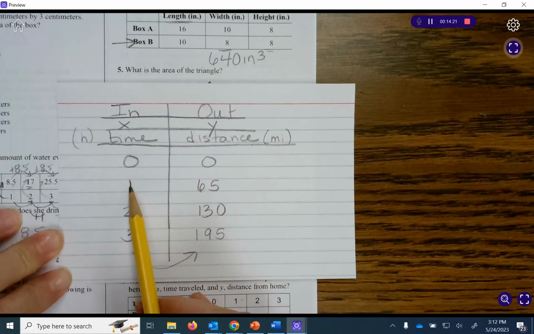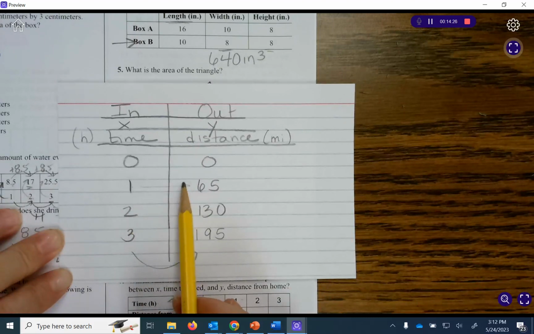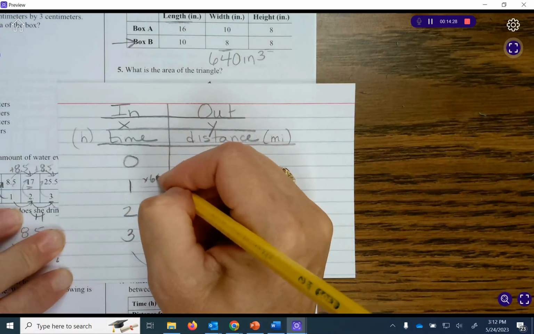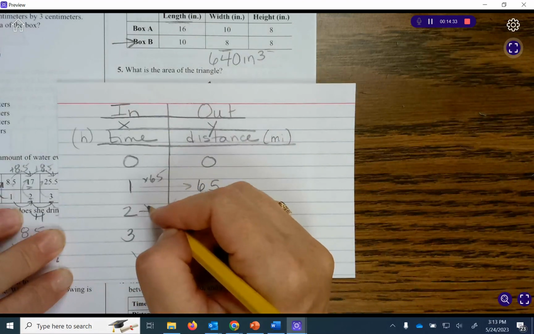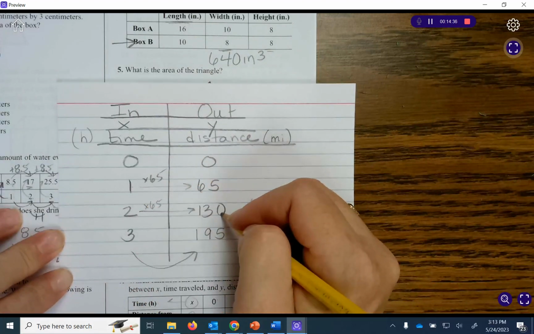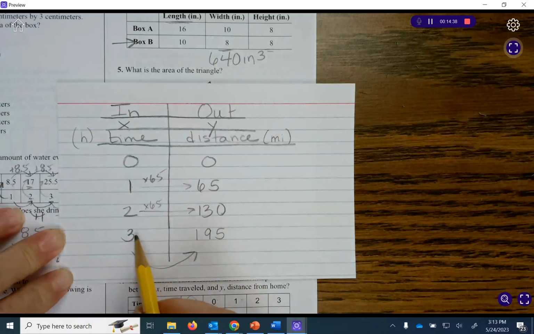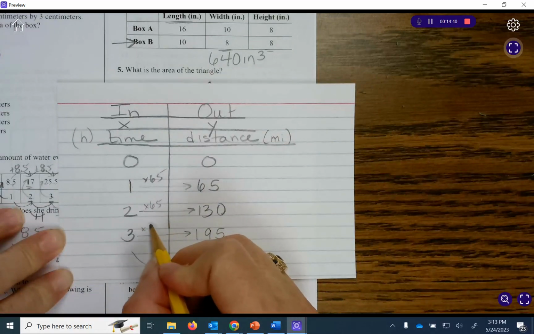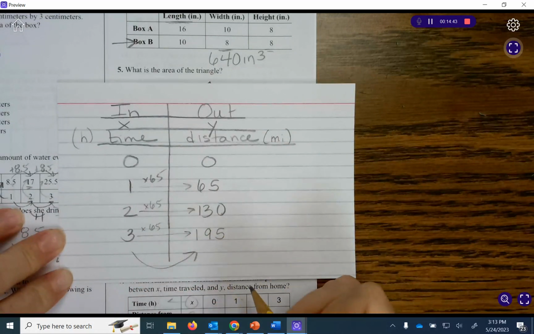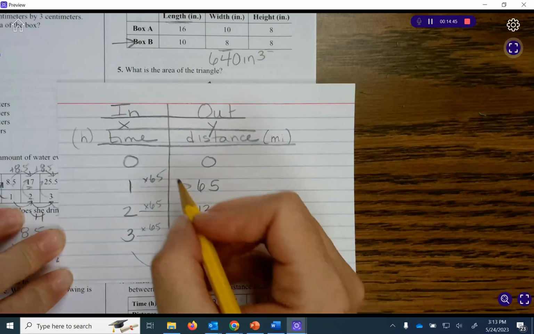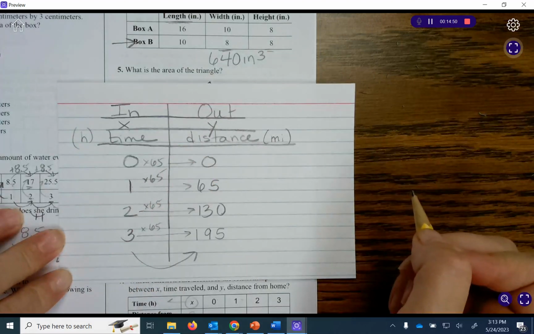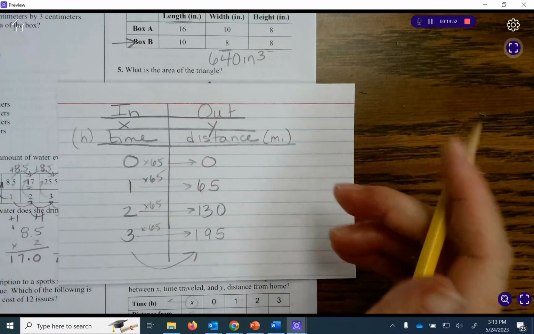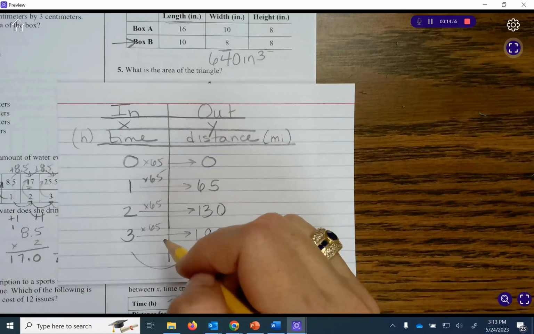You can see number 1. Hour 1. 1 times 65 equals 65. Well, with a calculator, do 2 times 65. Does that give you 130? It does. Does 3 times 65 give you 195? Yep, it does. And does 0 times 65 equal 0? Yes. So we know we're multiplying by 65.